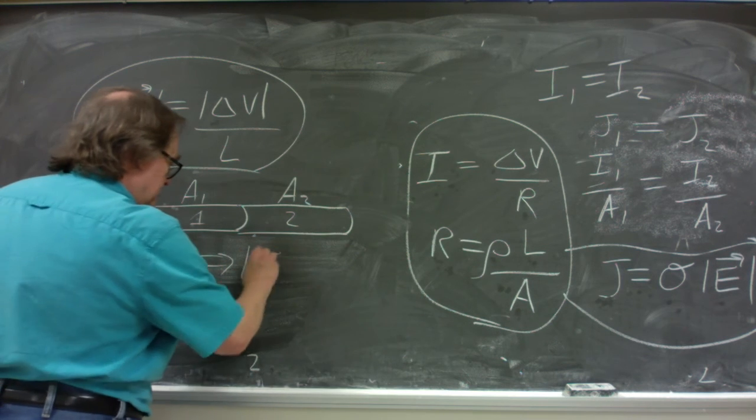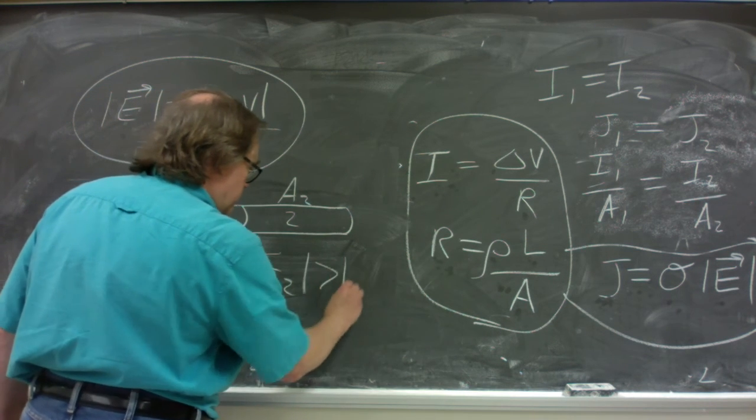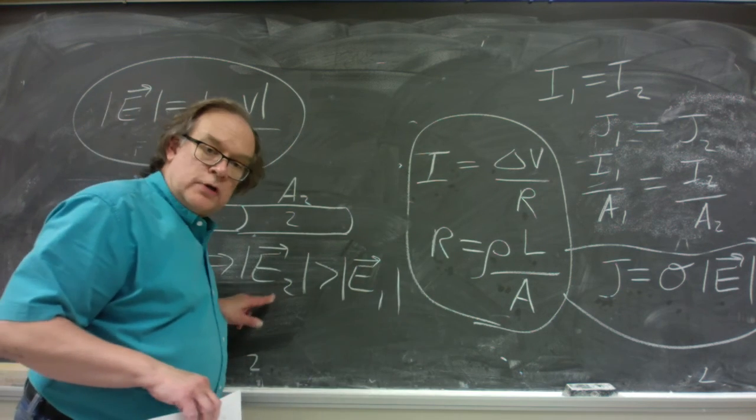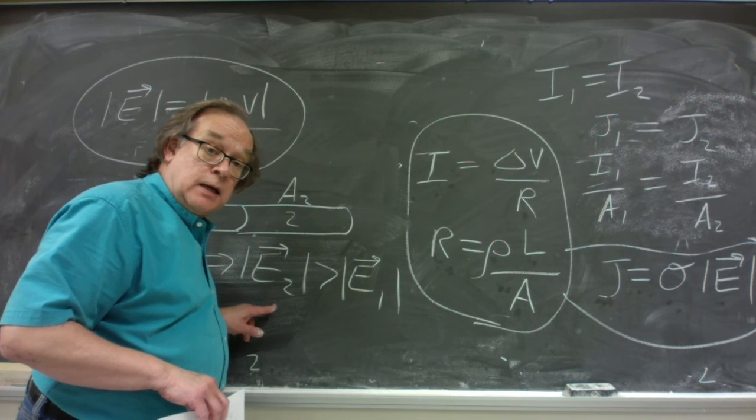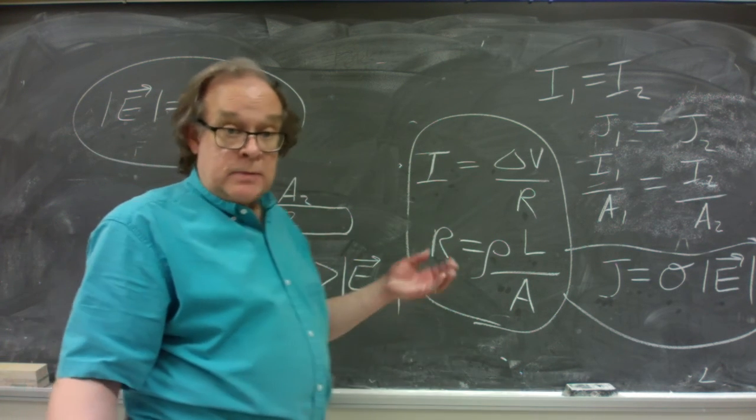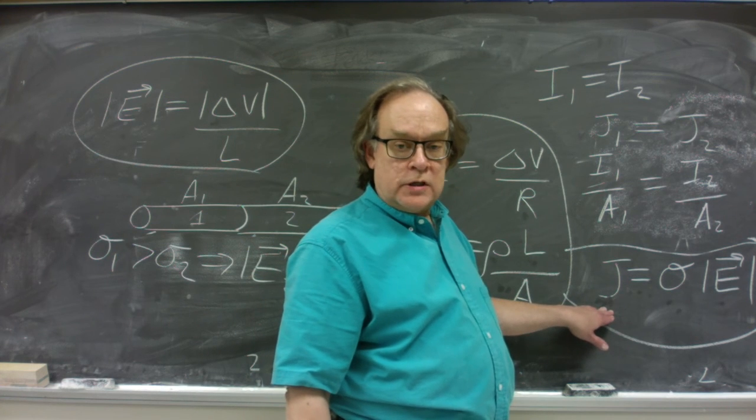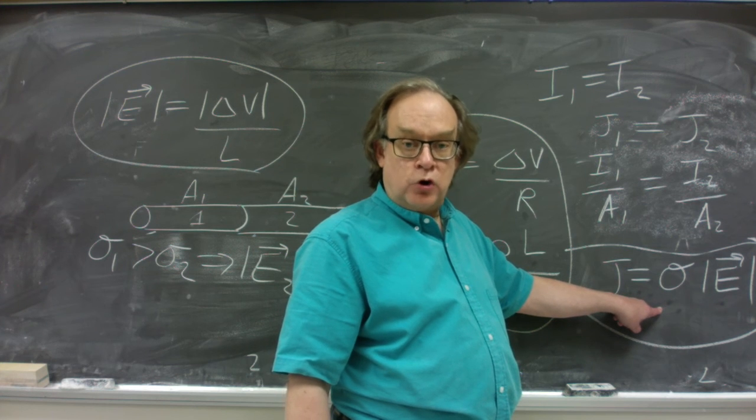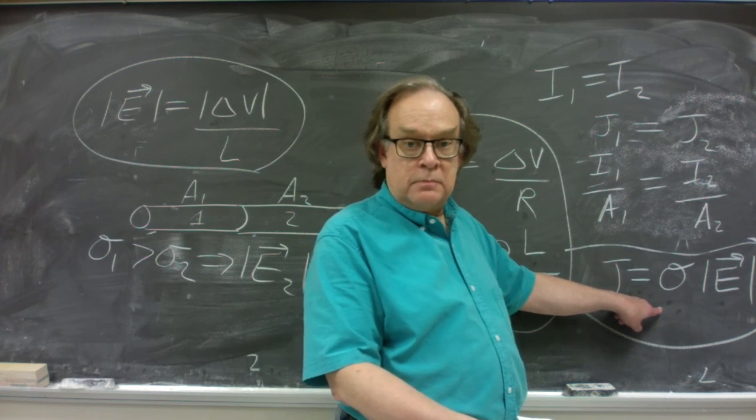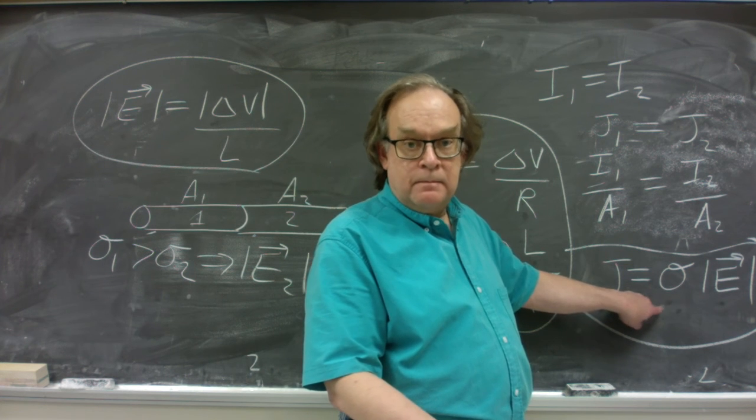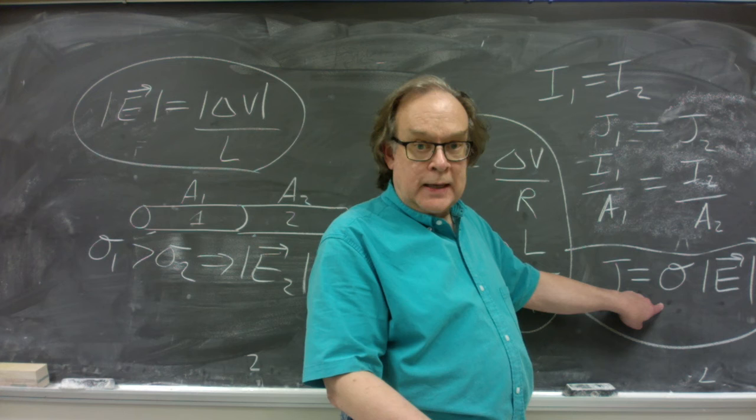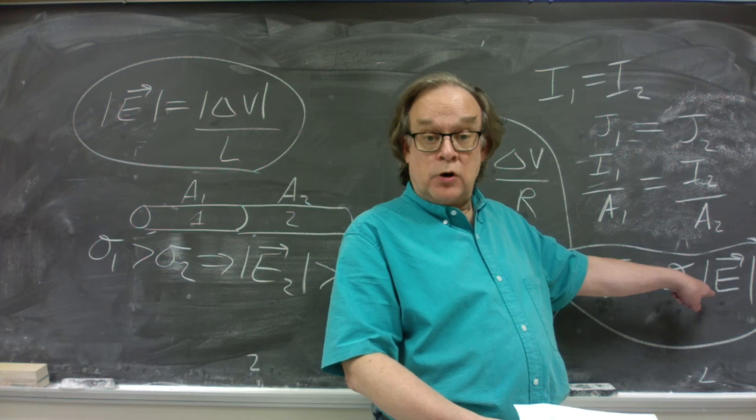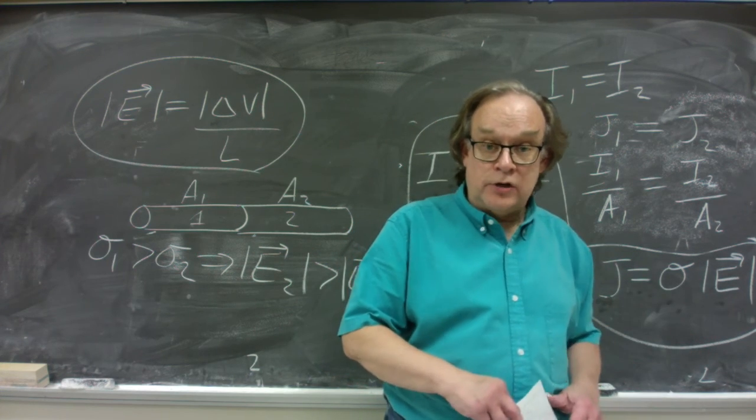So that means stronger electric field in the segment that has less conductivity. And that makes sense. In order to get the same amount of current, if it's just inherently more difficult to move current through some piece of wire, in other words, less conductivity, you got to push harder, which means stronger electric field, which means stronger electric force.